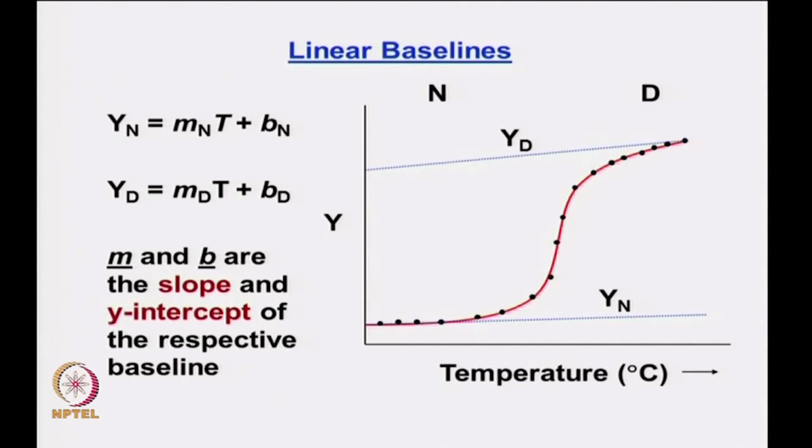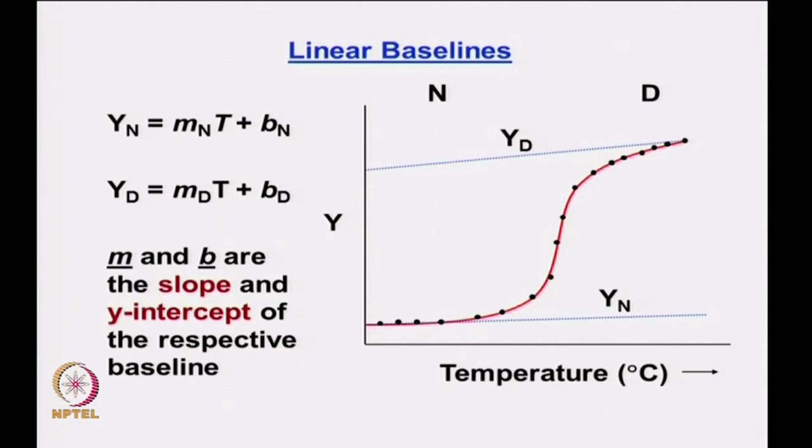This is equal to mn times T plus Bn. What is T? Temperature. Remember, our signal from yn is dependent upon temperature, because the line is not parallel to the x axis, it comes with a defined slope. That slope is defined by mn, and then, obviously, if you have a straight line, you will have an intercept which is Bn.